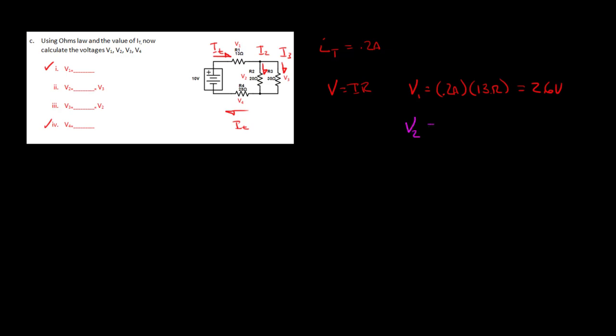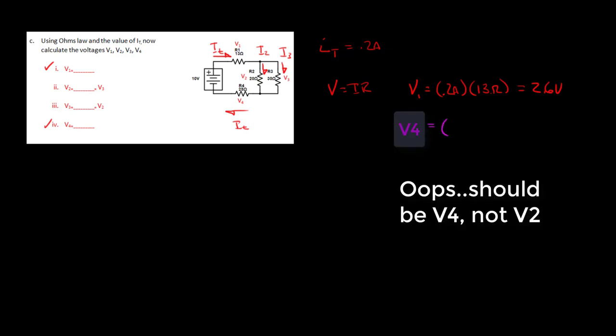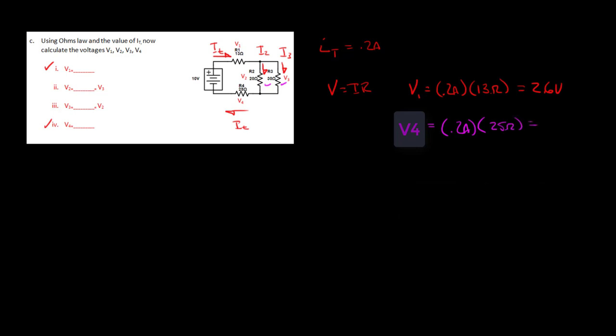V2 is going to equal that same total current, 0.2 amps, because it split as it went through these two resistors and then recombined, times the resistance R4, which is 25 ohms. That's going to equal 5 volts. Now we have to go back to Kirchhoff's voltage law.